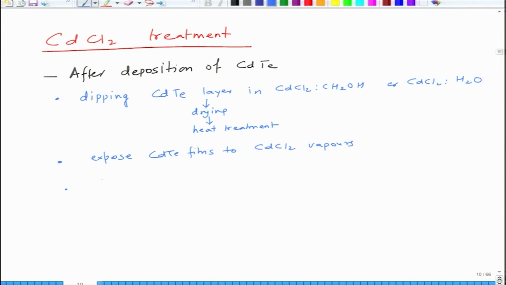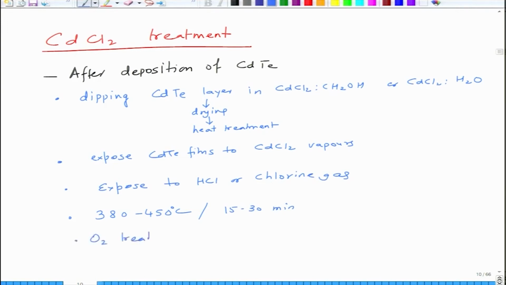You can also expose to HCl or chlorine gas, because the main thing is to introduce the chlorine in it. The temperature generally of this treatment is 380 to 450 degree centigrade, and the treatment is done for 15 to 30 minutes, and oxygen treatment is useful. So, if you do an oxygen treatment at about 450 degree centigrade, it is useful. All these things lead to reduction in the sheet resistance.